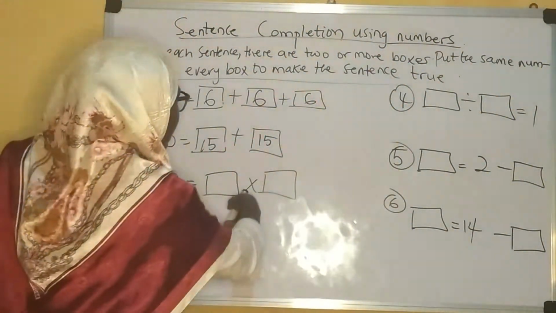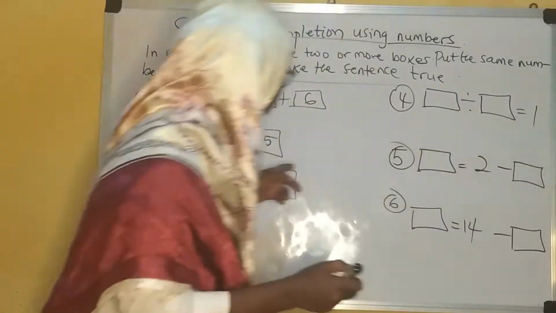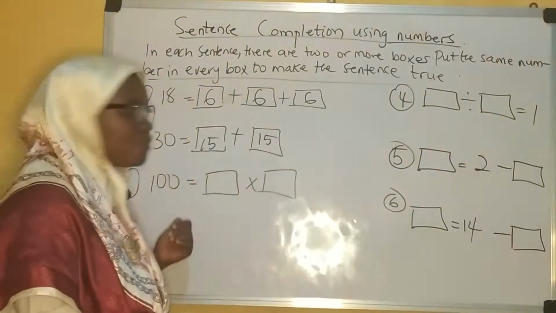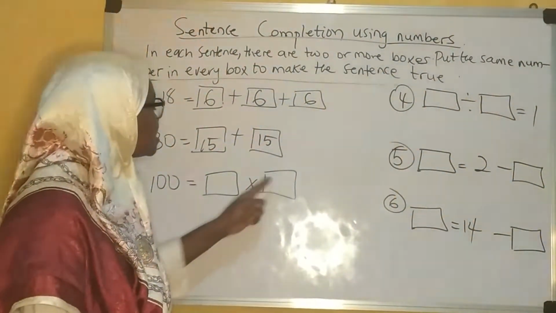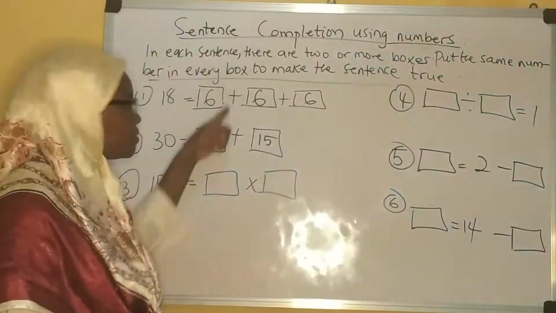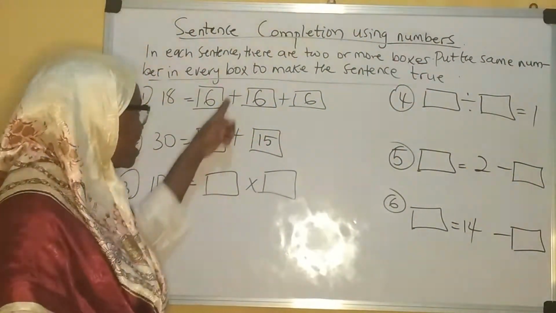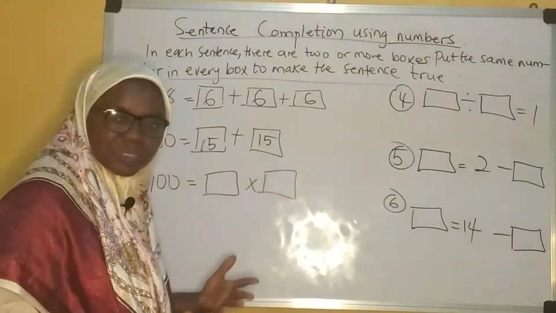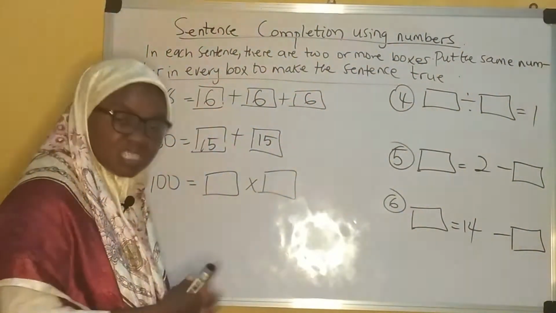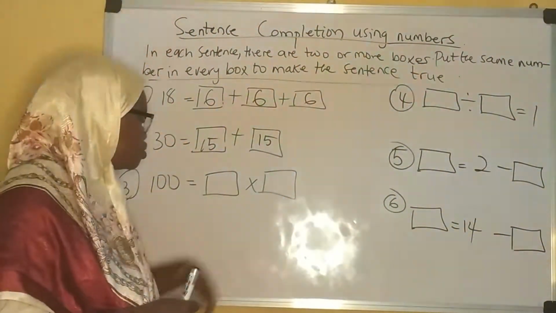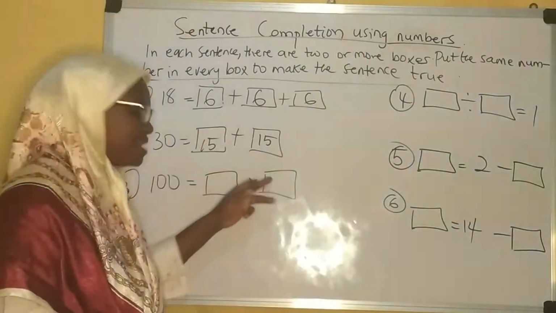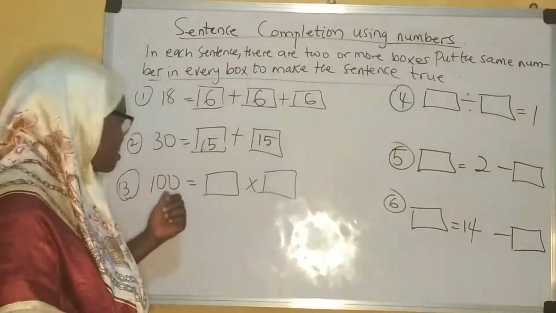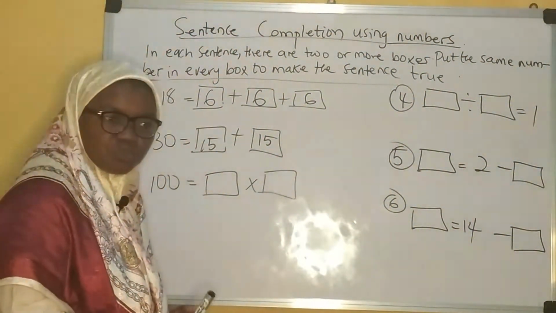In this case, we have multiplication as opposed to the division that we have been having. I have 100 equals dash times dash. Now, if you look at this, the operator here is different from this. The operators we had before were addition operators, but here we have multiplication. Do you understand? So what do you need to do? We need to look for two numbers such that when we multiply them together, we arrive at 100.